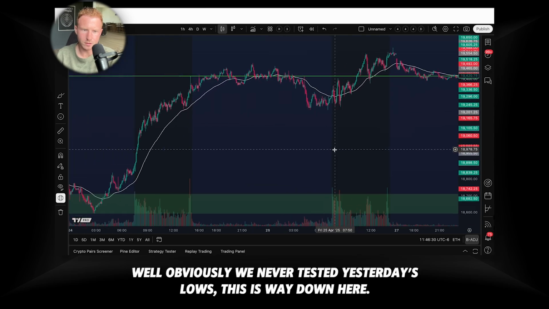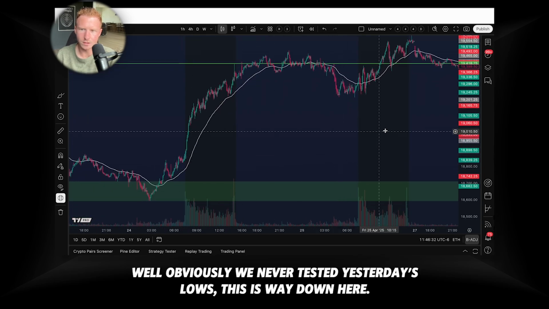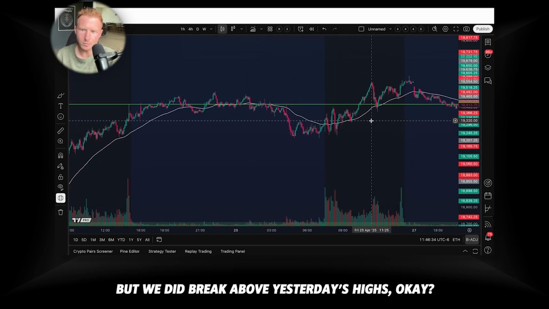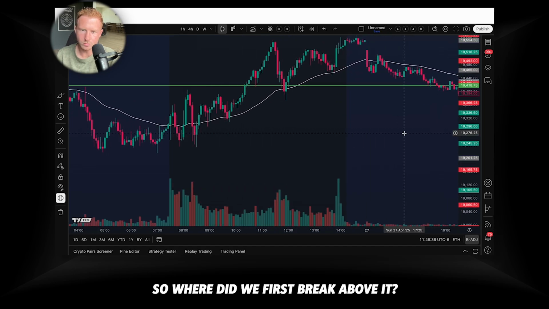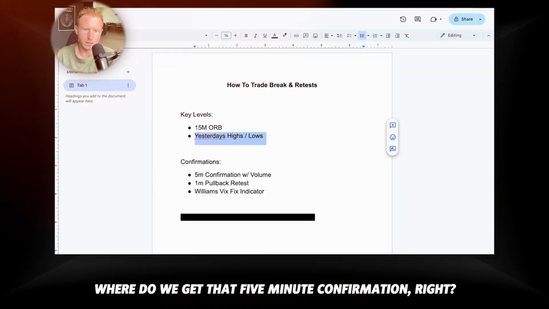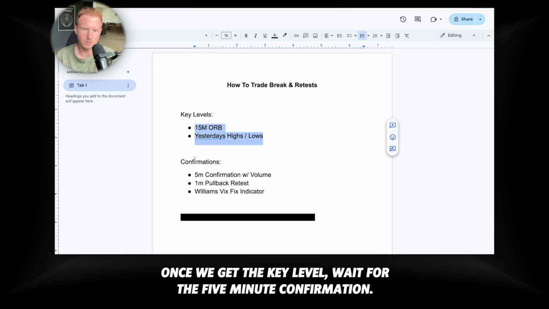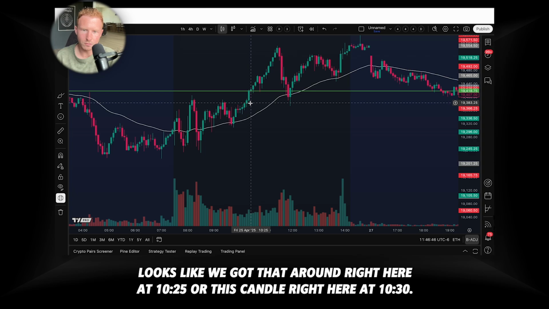Well, obviously, we never tested yesterday's lows. This is way down here. But we did break above yesterday's highs. Okay, so where did we first break above it? Where did we get that 5-minute confirmation, right? Once we get the key level, wait for the 5-minute confirmation. Looks like we got that around right here at 10:25, or this candle right here at 10:30.